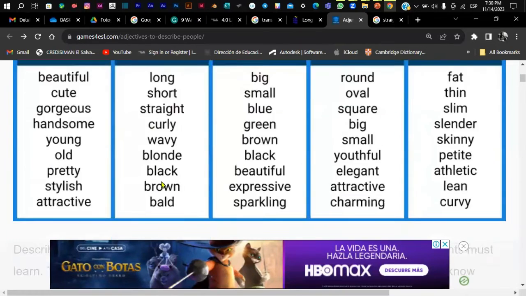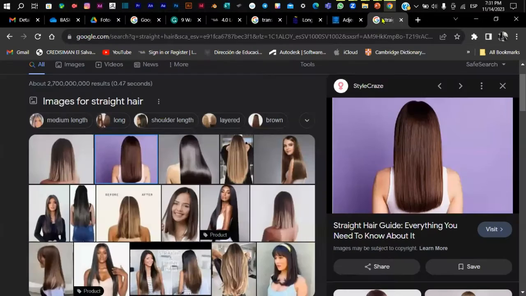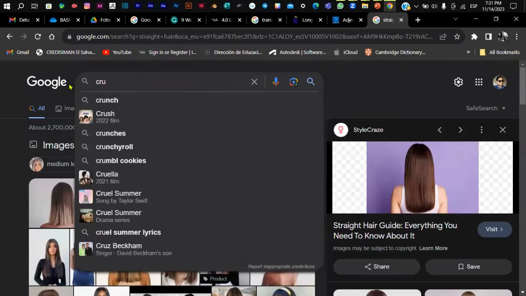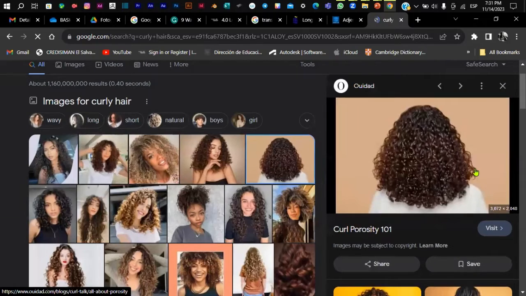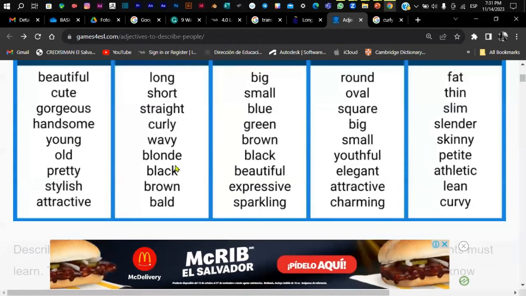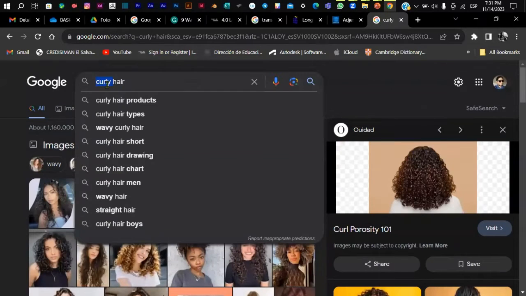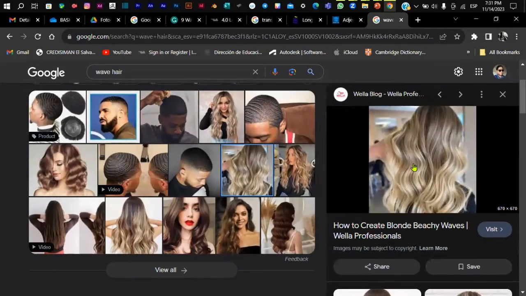Curly. What is curly? Rizada. Como curly, rizada. Curly hair. Let's check. Is that rizado? In Spanish, that is? Okay. What is next? ¿Qué más? Wavy. What is wavy? Wavy hair. Ondulada. That one, correct. Yes, wave.